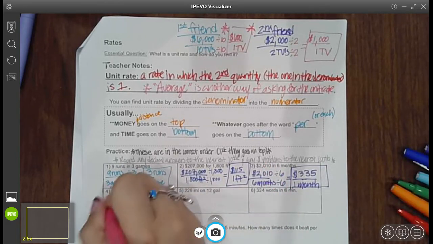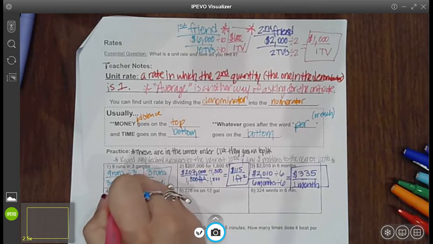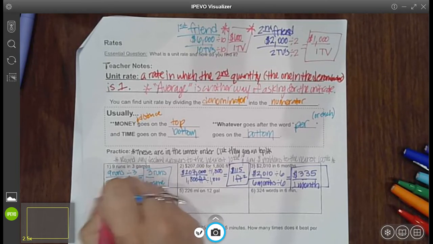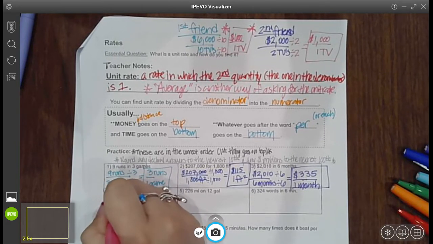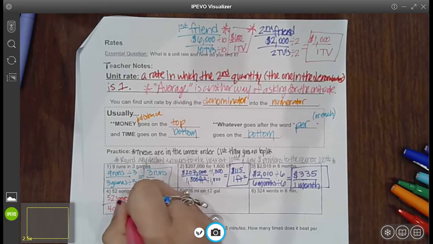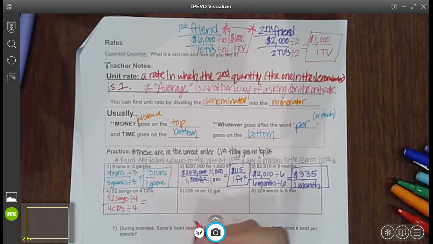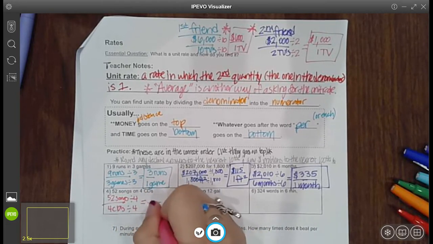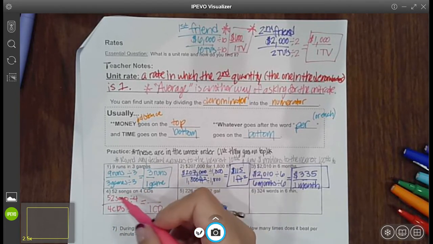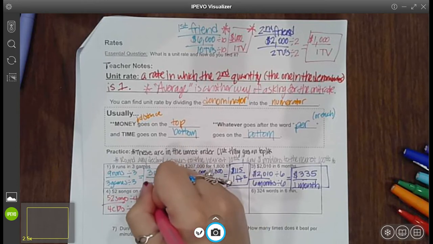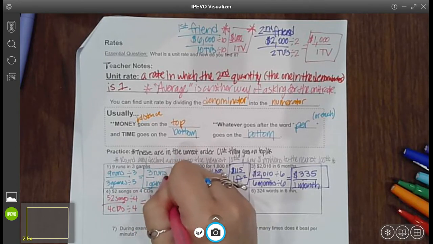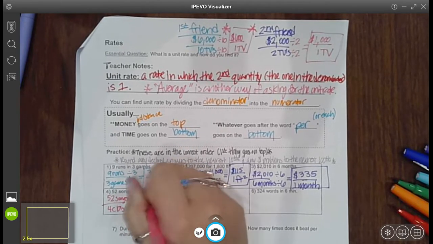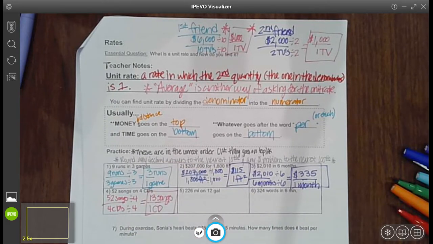Okay, the next one says there's 52 songs on 4 CDs. So what's the unit rate? How much is on each CD then? Well, divide by whatever the denominator is. 4 divided by 4 is 1. So now I know how much is on 1 CD. If I do 52 divided by 4 is 13. So there's 13 songs per CD.